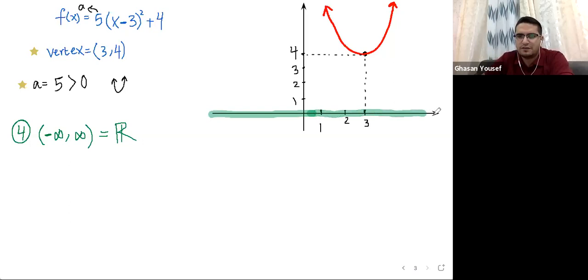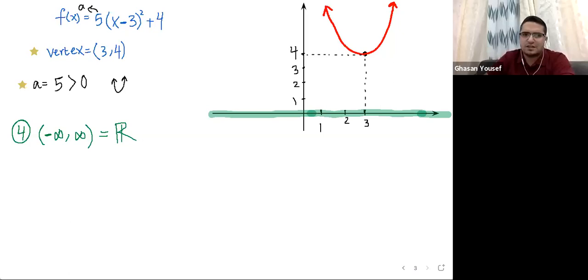Because every x in the x-axis gives a y value in the y-axis. So I can plug any value inside the function here, and it's going to give me a value for y. This means the function has a domain of all real numbers.